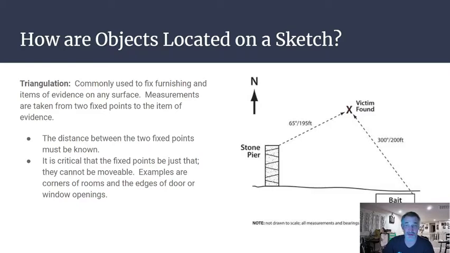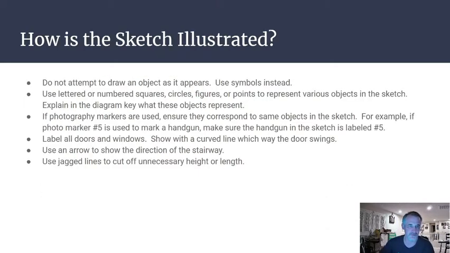But if you use computer software, that'll actually have a body, and you can actually move the body into the shape of how you found them, position their arms and legs exactly how you found them. So that's fine for the finished sketch if you're using software, but for the rough sketch, it's better to just say, okay, X is where the victim was, object 1 was where the gun was, object 2 was a shell casing, etc. If photography markers are used, ensure they correspond to the same objects in the sketch. For example, if photo marker number 5 is used to mark the handgun, make sure that the handgun in the sketch is labeled number 5.